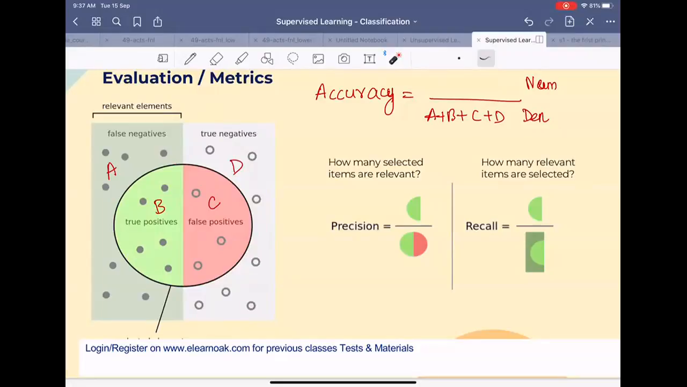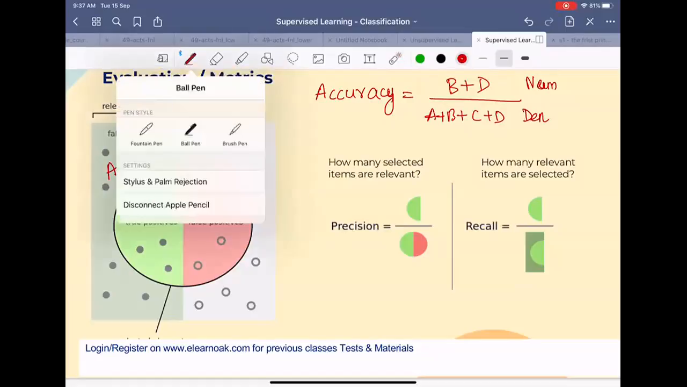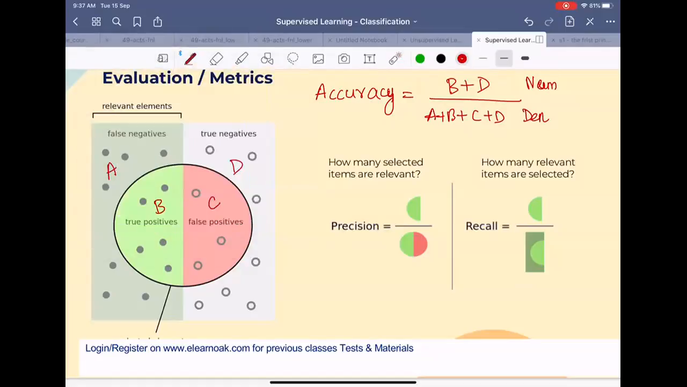Now in this idea, when we understand A, B, C, D, can you tell me what will be the numerator for accuracy? Excellent. It is B plus D. Let me write it down here. B plus D is the accuracy for our model. So our accuracy is the number of times we are right. So we will be right when we are in section B and section D.